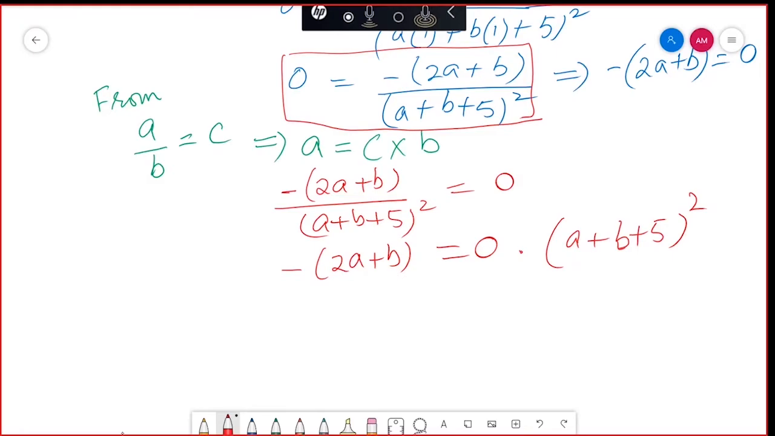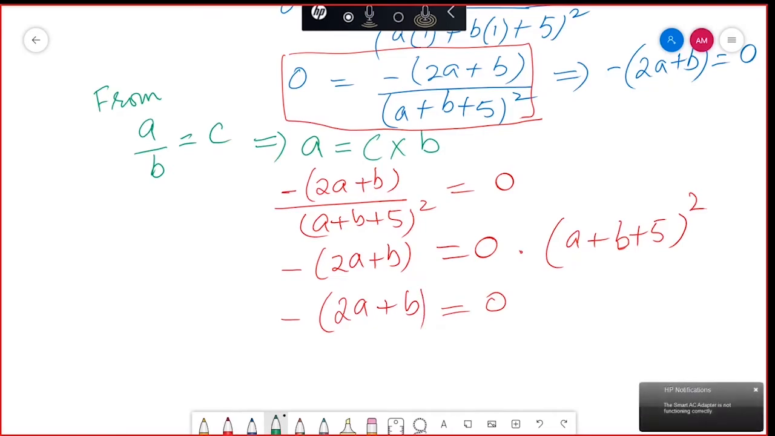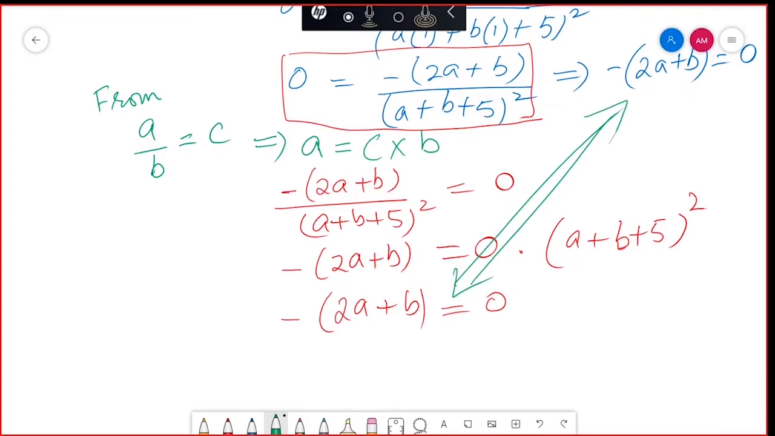So far so good. And anything multiplied by 0 is 0, so this becomes 0. So minus 2a plus b is equal to 0. That was something which we did earlier. That's where I went wrong then. No worries. So we have this equation.